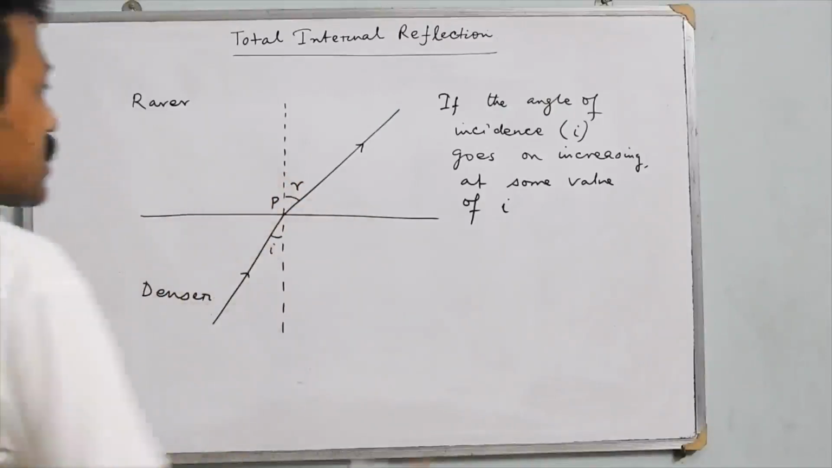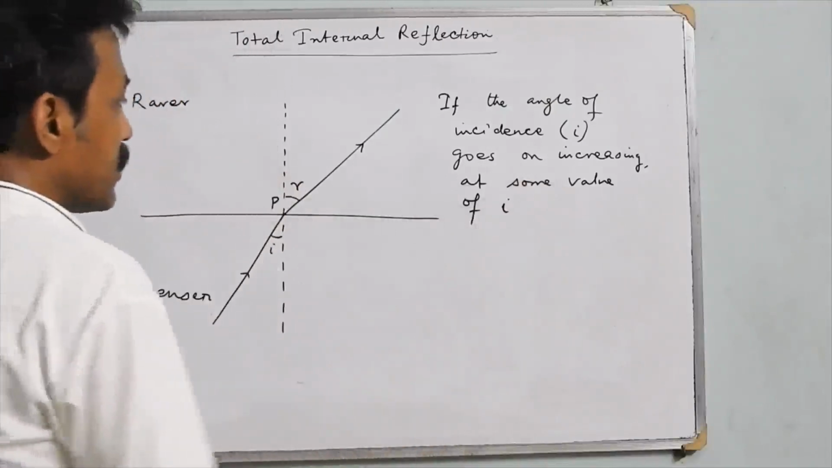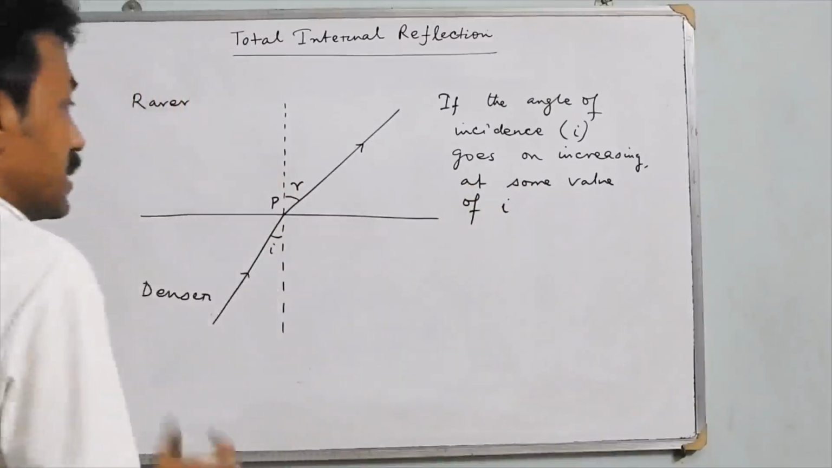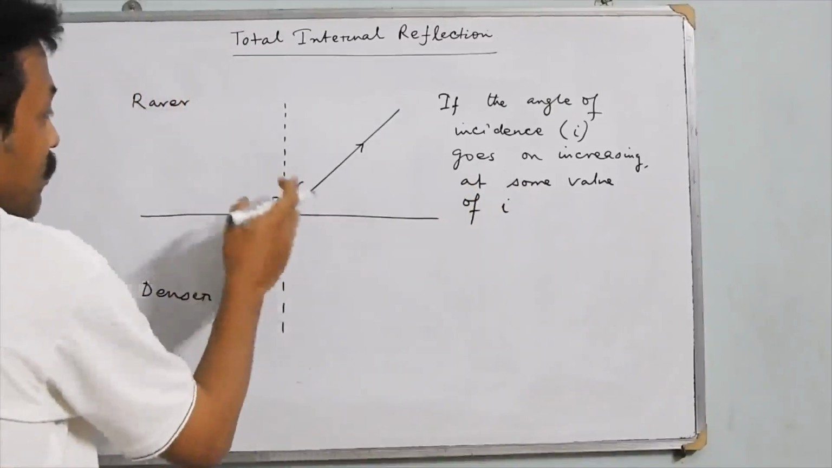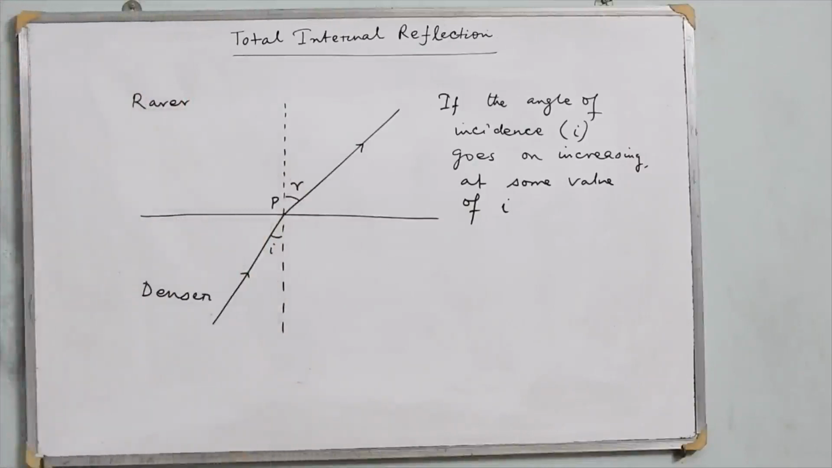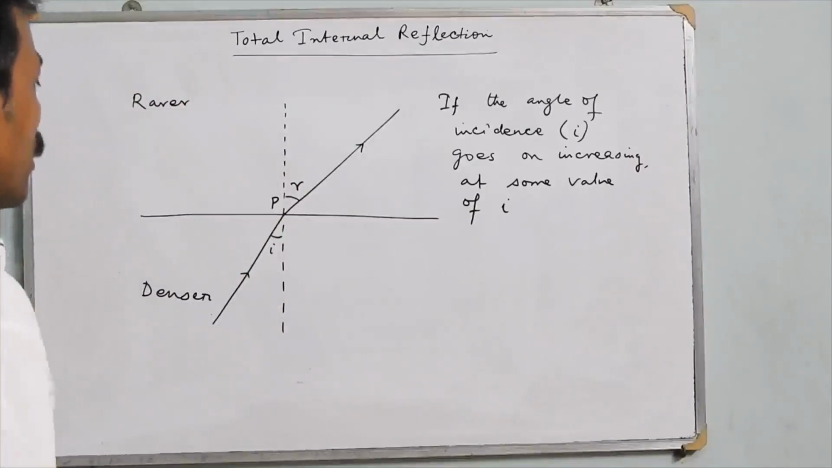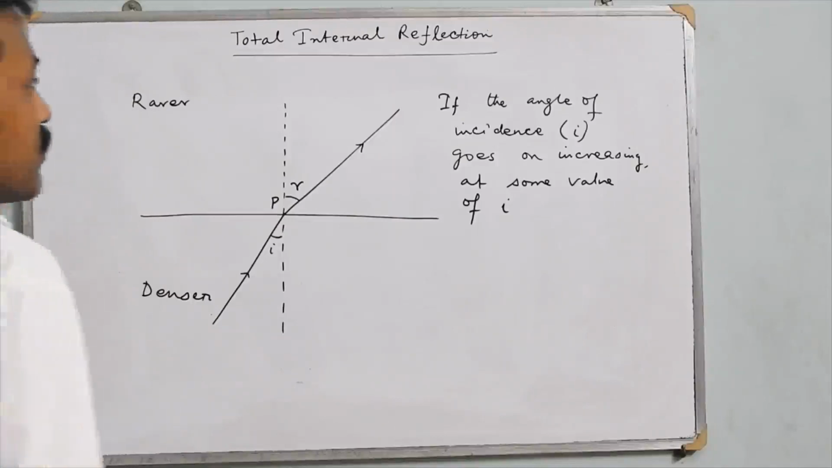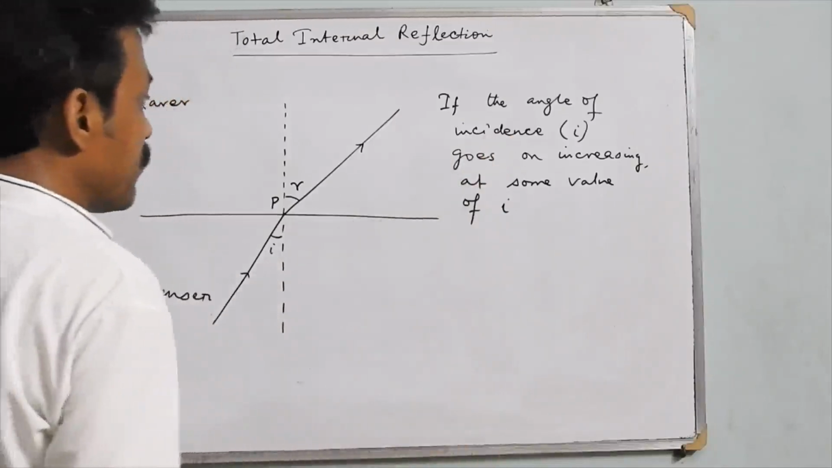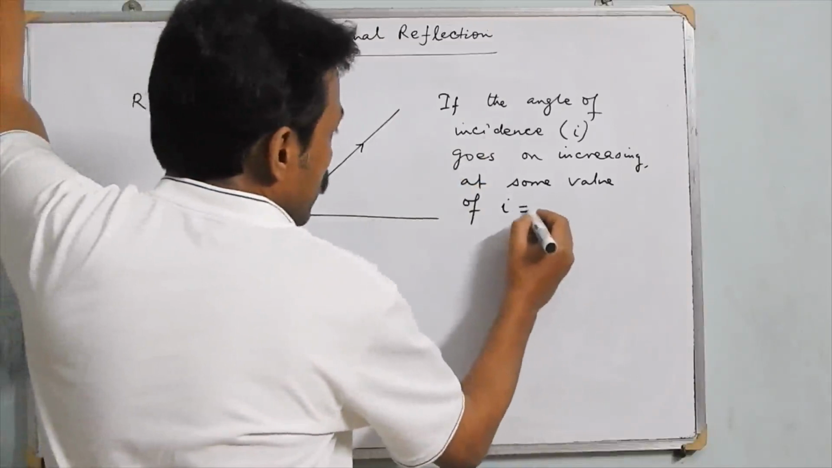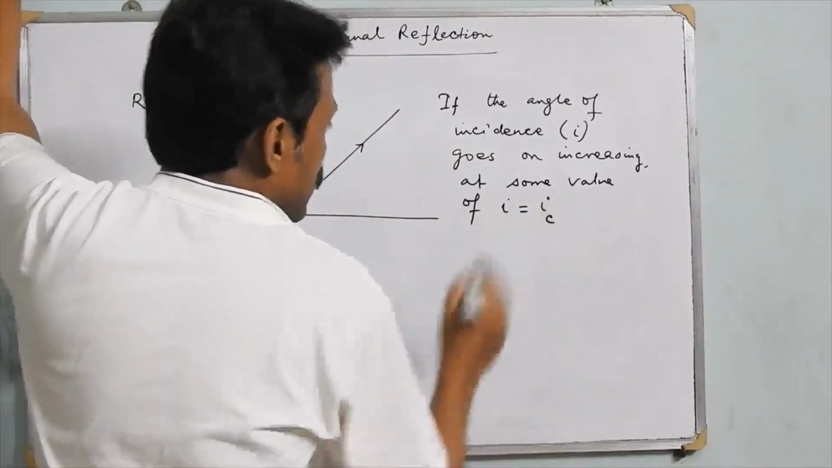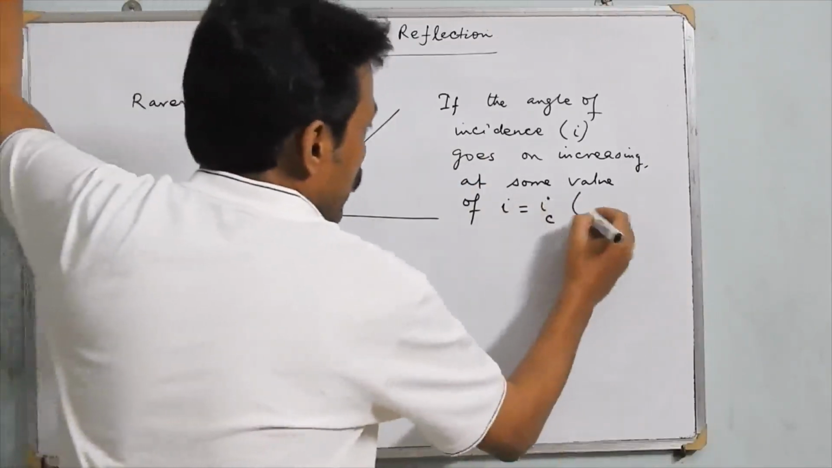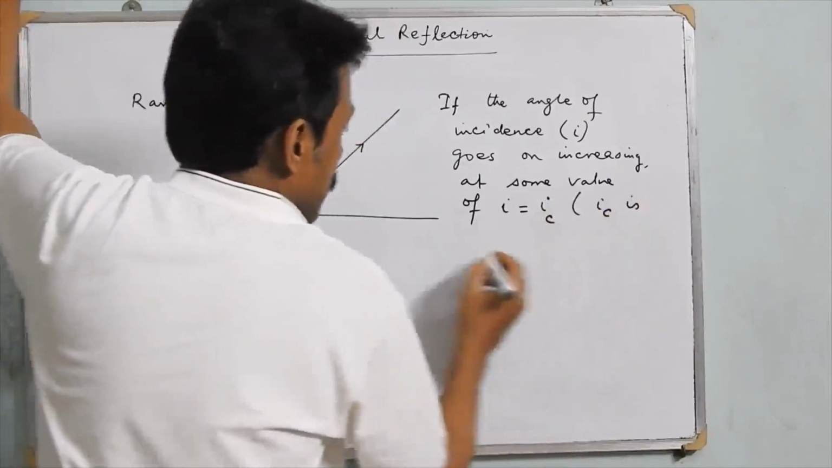So at some value of i, this particular value of the angle of incidence at which the angle of refraction becomes equal to 90 degrees will be called the critical angle of this pair of denser and rarer medium. So if the angle of incidence goes on increasing, at some value of i equal to ic, this ic is called the critical angle.